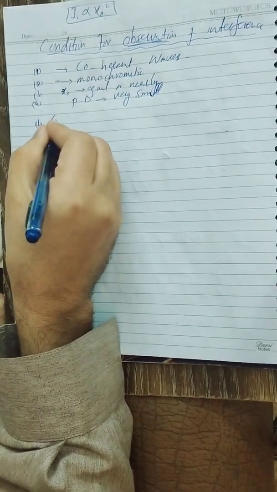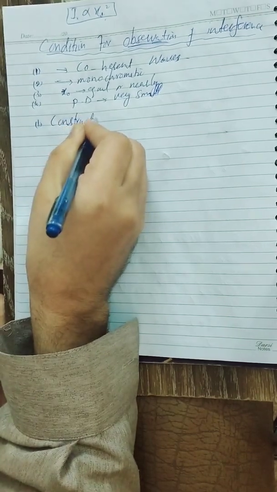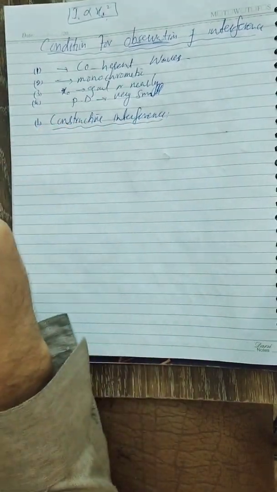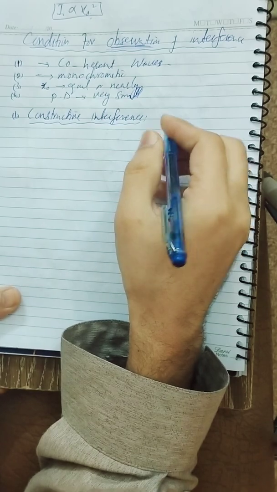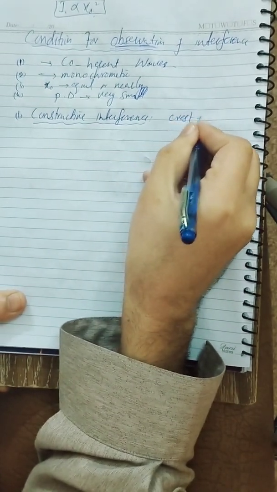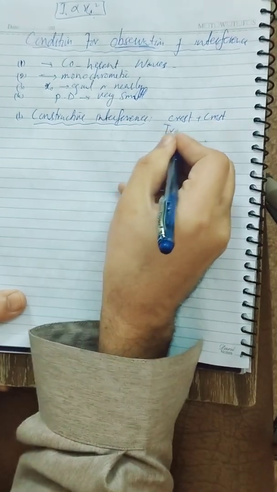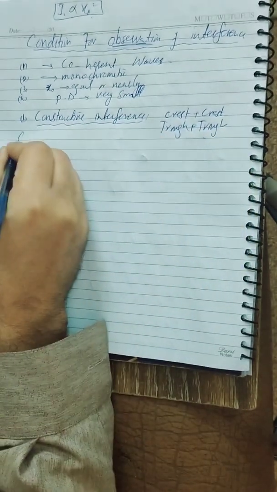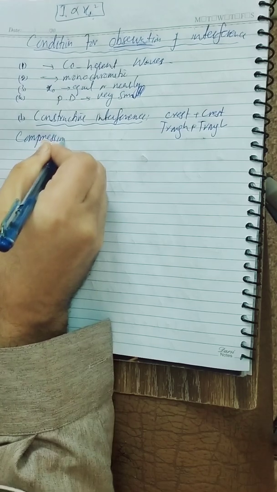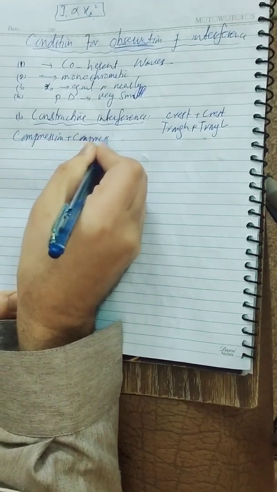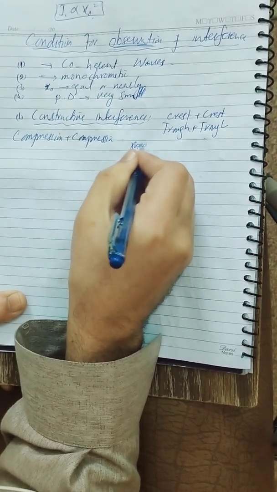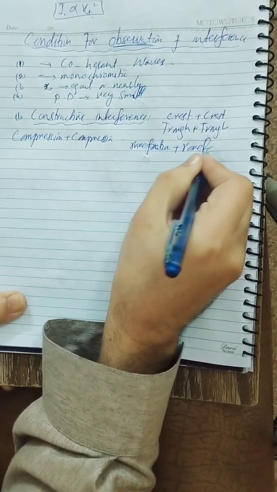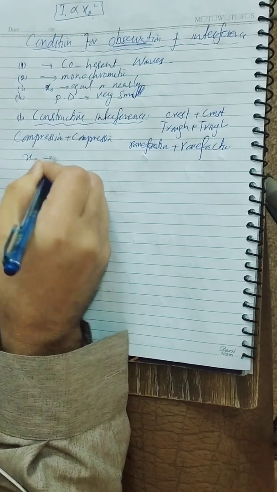There are two types of interference. One is constructive interference, and the other is destructive interference. What is meant by constructive interference? When the crest of one wave falls upon the crest of another wave, when the trough of one wave falls upon the trough of another wave, or when the compression of one wave falls upon the compression of another wave, or when the rarefaction of one wave falls upon the rarefaction of another wave, then the amplitude will increase.